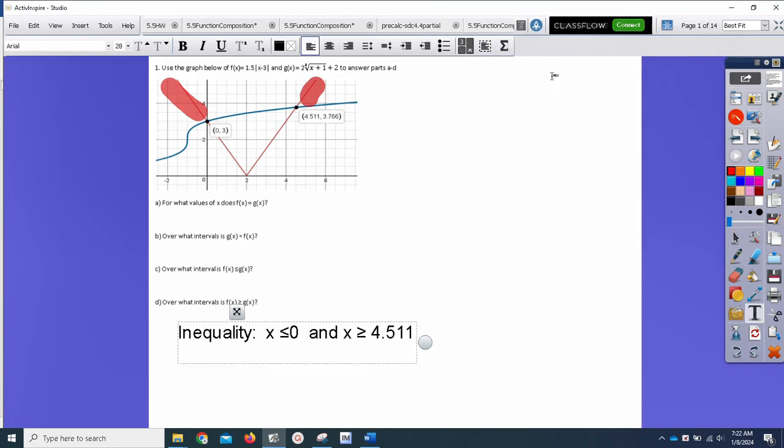Now, how do we write that as an interval? Well, less than or equal to 0 is going to be negative infinity to 0 with a bracket. And the word and is unioned with the other side here, 4.511. And it's going to move to the right forever, all the way to infinity. So, there's the first question of the review sheet. It's actually 4 questions.